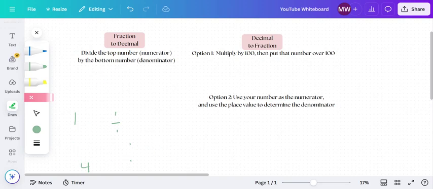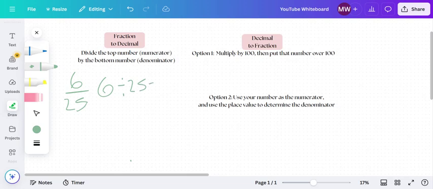The first one we're going to look at is 6 over 25. So we're going to use our division. We're going to do 6 divided by 25, and that gets us 0.24 or 24 hundredths. Another example would be 15 over 60. I would do 15 divided by 60, and that gets me 0.25.